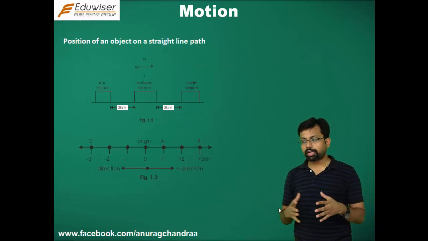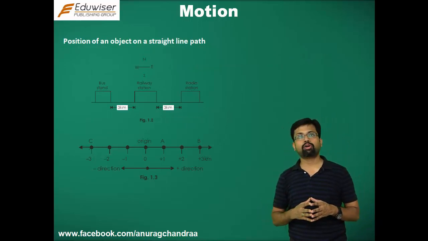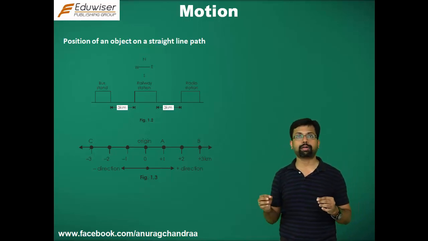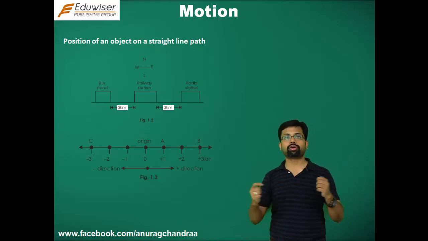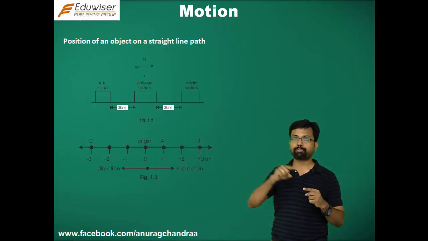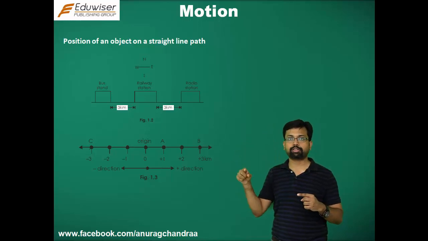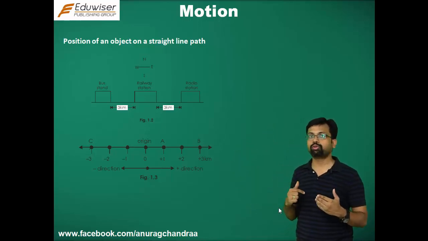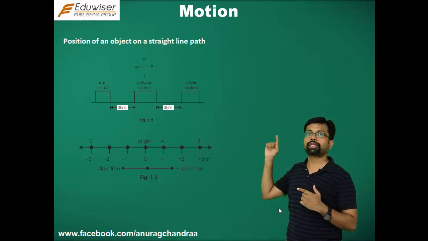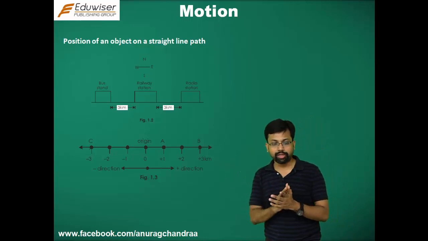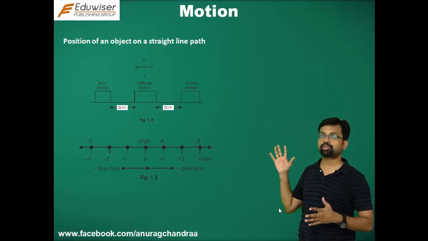Now in this particular class we will be taking up motion along one dimension. That's one dimension motion, or motion along a straight line path. That straight line path could be horizontal or vertical or in any direction, but it will be a straight line path. The path cannot be zigzag. So, the motion of a particle that we are going to study is only going to move in one straight line, back or forth, but in one straight line. So, we are going to study the position of an object on a straight line path.